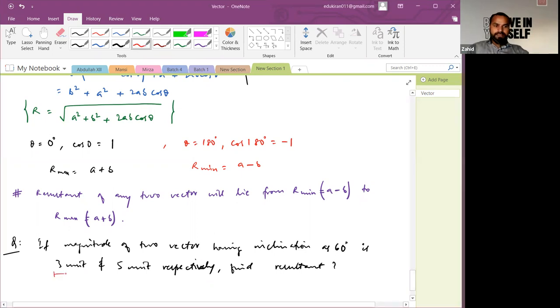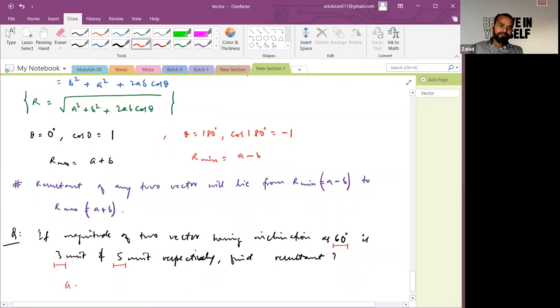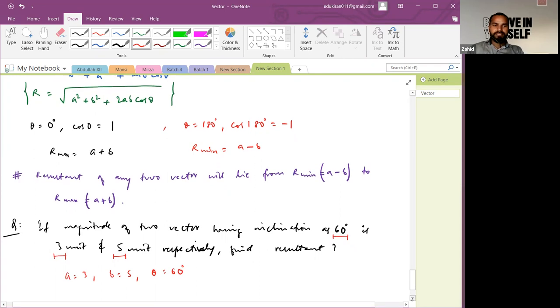Just see in this part, A is 3 unit, B is 5 unit, and theta is 60 degree. Put these values in this formula and simplify it. You'll say A is equal to 3, B is equal to 5, and theta is equal to 60 degree. Try to find the resultant.